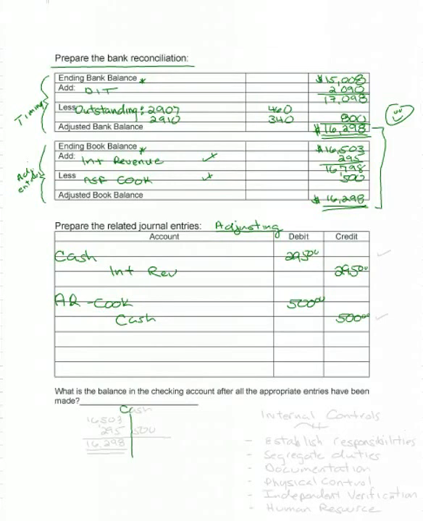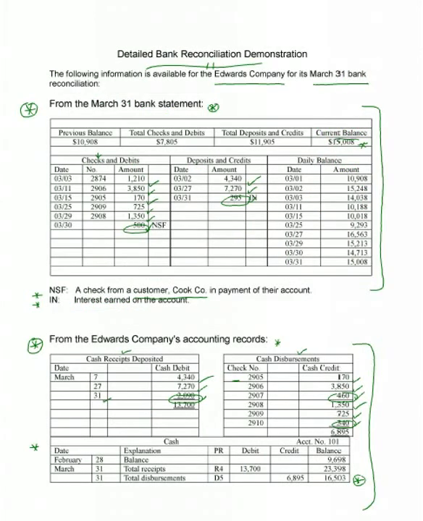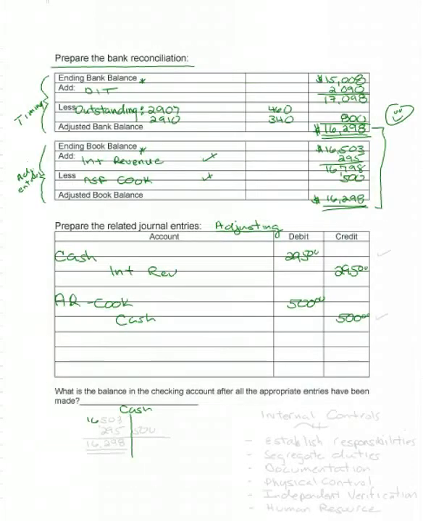Let's make a cash account. I like to use T accounts. And recall from page 1, our ending cash account was $16,503 prior to the bank reconciliation, and then we added $295 for a deposit and subtracted $500 for a bounced check. If you total this, you'll see that this is also $16,298. The reconciled balance and the balance in our general ledger cash account both agree.